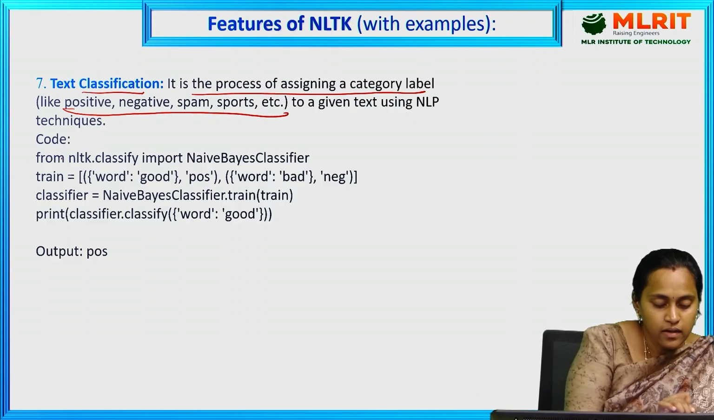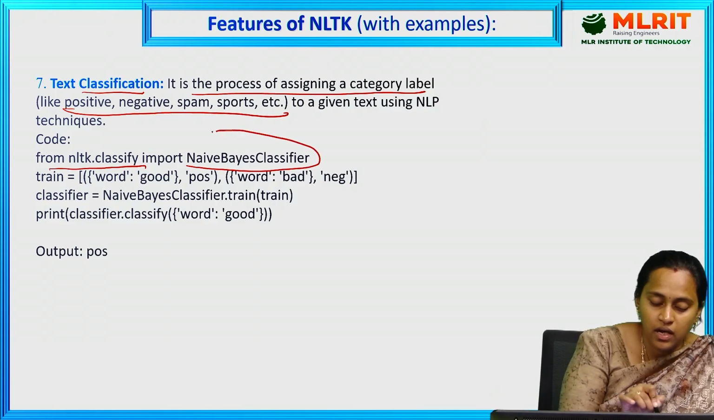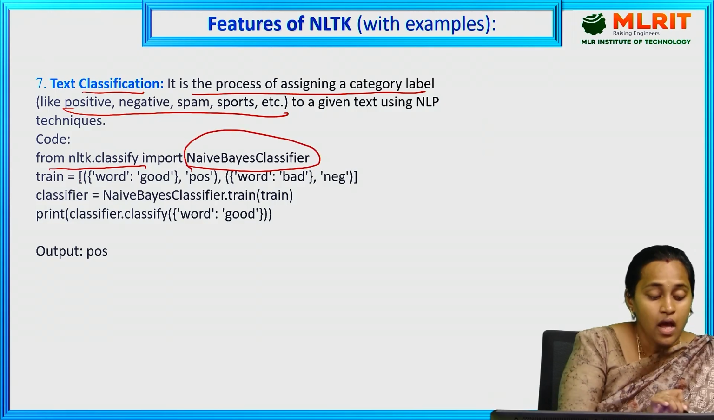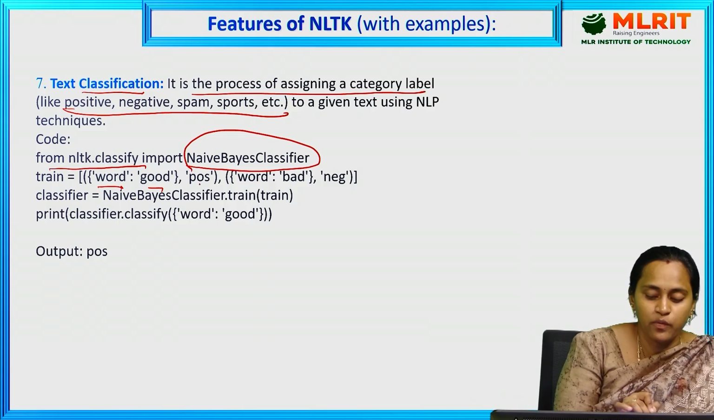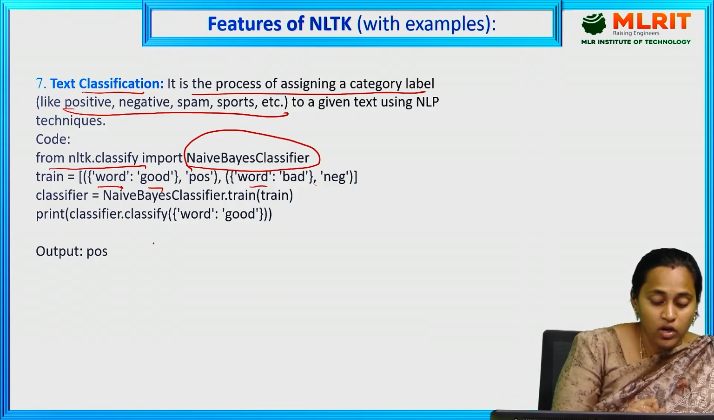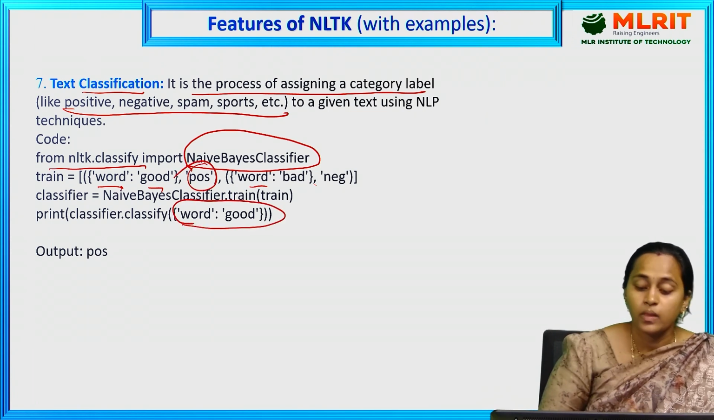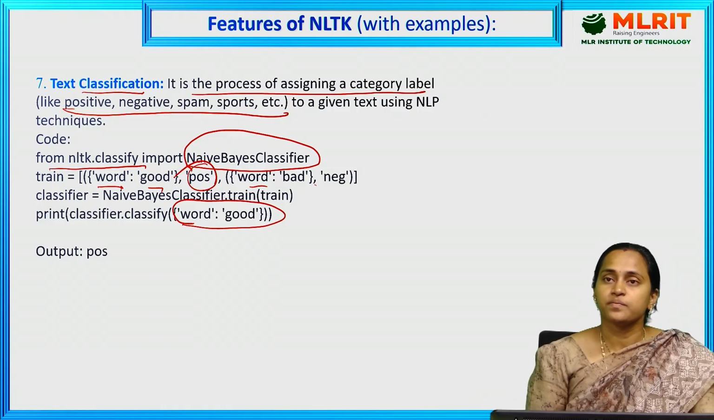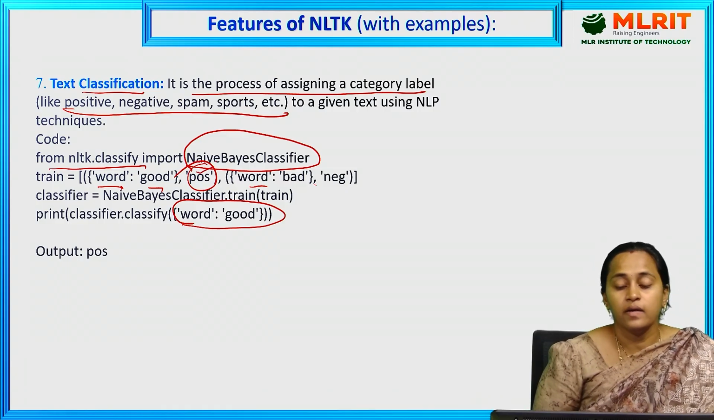Here, from nltk.classify, import. I am using a machine learning algorithm, the Naive Bayes classifier. The training model contains some words: good is labeled positive, bad is labeled negative. What will the classifier do? Print the classifier for the word good. It is pos, which means positive. It will display only the label.